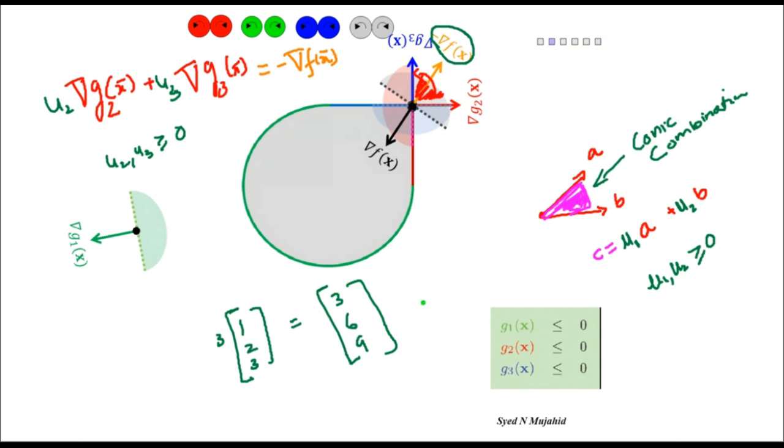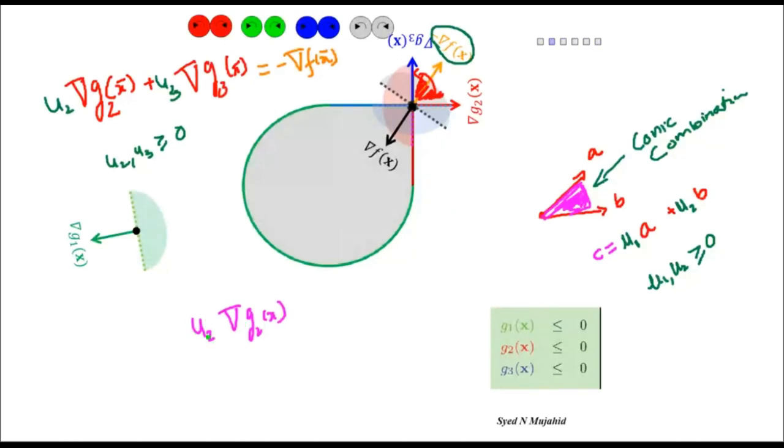So let me write this condition again. So if you take the gradient of the second constraint and multiply it with some non-negative scalar and add the multiplication with the gradient at the third constraint, and if you can generate the negative of the objective function gradient, and if this condition is true, that means x bar is indeed a local minimum. Okay, this is how it looks pictorially.